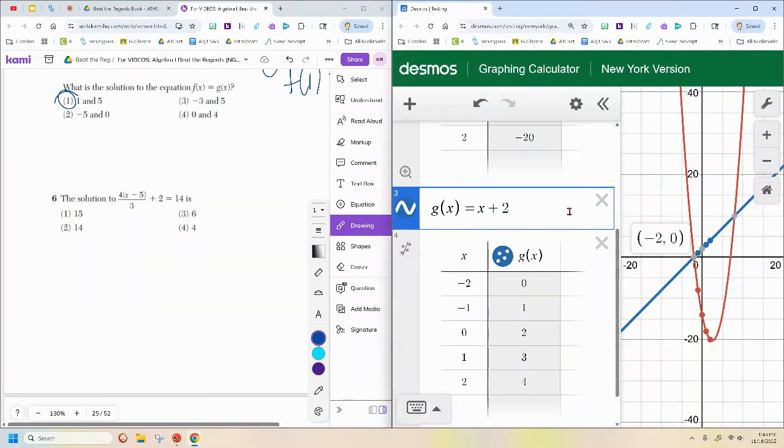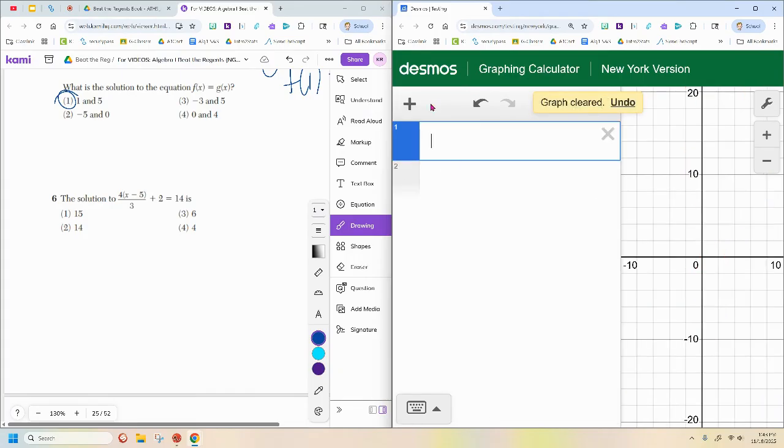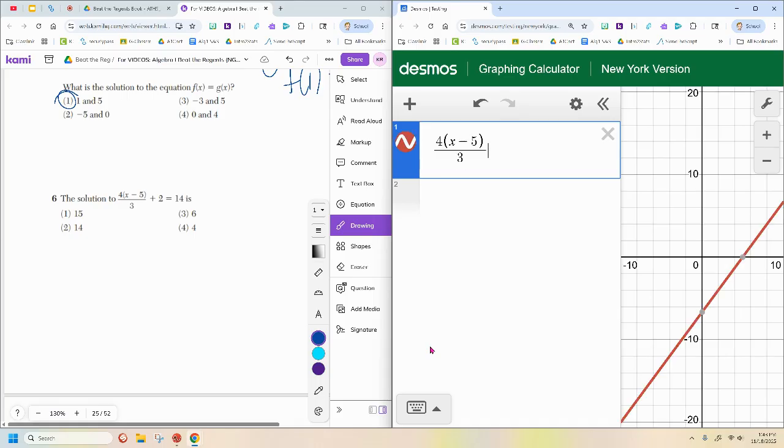So there we are. Okay, so I'm going to clear everything, delete all, and go back here. So here is our equation. So remember, if you want to divide, have a fraction bar, you got to divide first. So I'm going to do that. There it is. So 4 parentheses x minus 5, over 3, plus 2 equals 14.